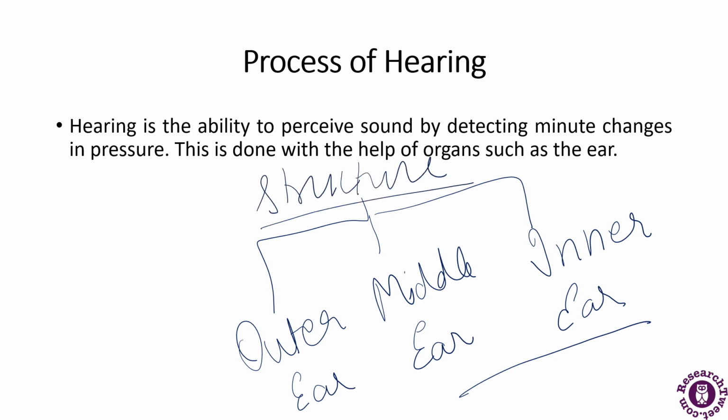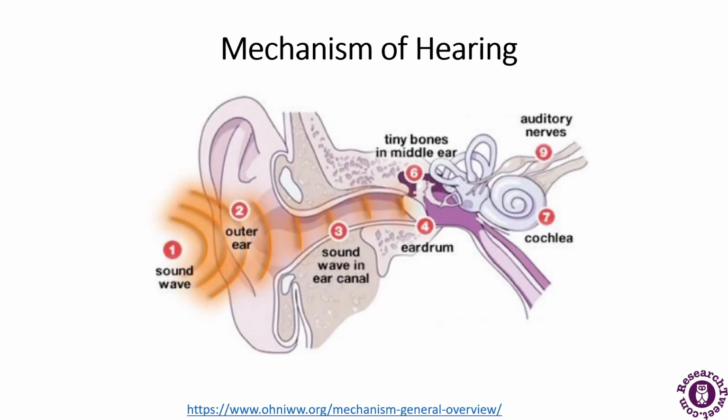Now, how do these parts play a role in the process of hearing? The mechanism of hearing takes place in 7 steps, and we will discuss each of these steps in detail. The first step is sound transfer. The sound travels in the ear canal and causes the eardrum to move. As you can see, the orange lines show a vibration going into the ear, which will cause the eardrum to move.